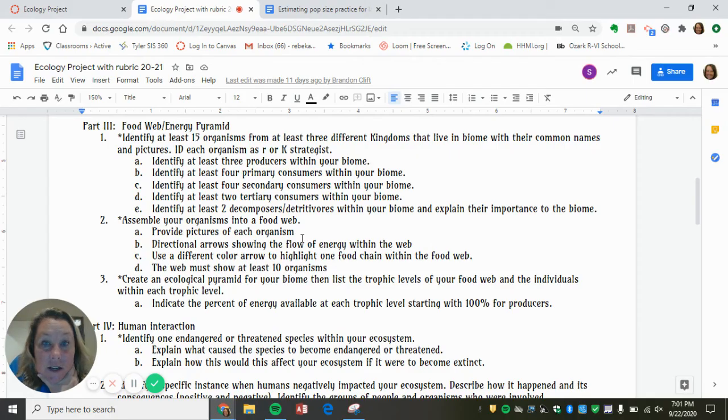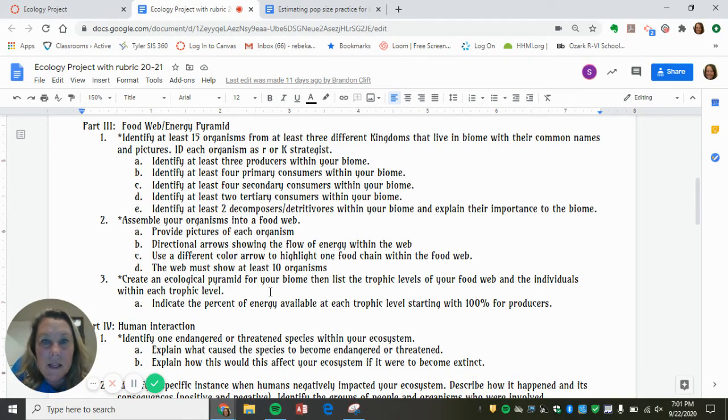Do not copy a food web from the internet. You have to make your own from these organisms that you picked. And so you're going to make your own food web and just make it on a slide, insert arrows, and I can help you with that if you need it. Use a different color arrow to highlight one food chain within the food web, and it has to have 10 organisms. It doesn't have to have all 15. Certainly don't put your decomposers in there probably, but probably A through D, those organisms, and you just put the same pictures you used. And lastly, you make an ecological pyramid for your biome.